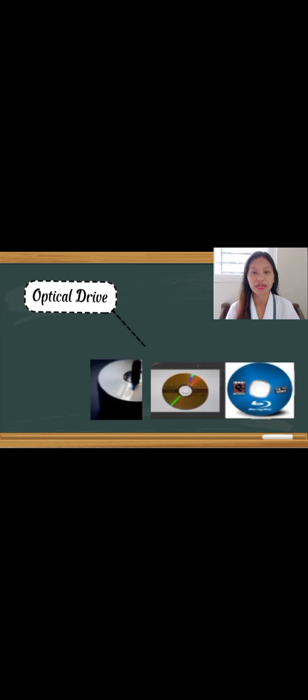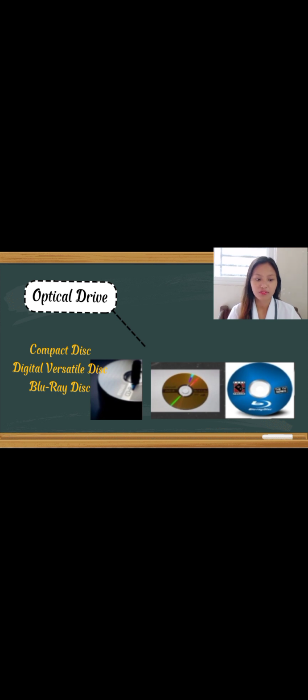And the optical drive. An optical drive is a storage device that uses a laser to read data on the optical medium. There are three types of optical drives: compact disc, digital versatile disc, and Blu-ray disc. CD, DVD, and BD media can be pre-recorded, recordable, or rewritable, meaning they can be read and written multiple times.